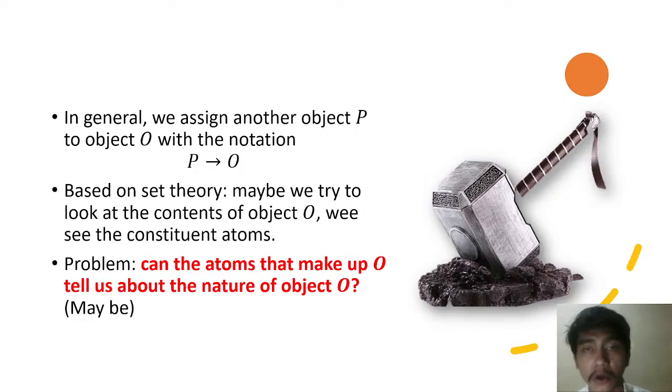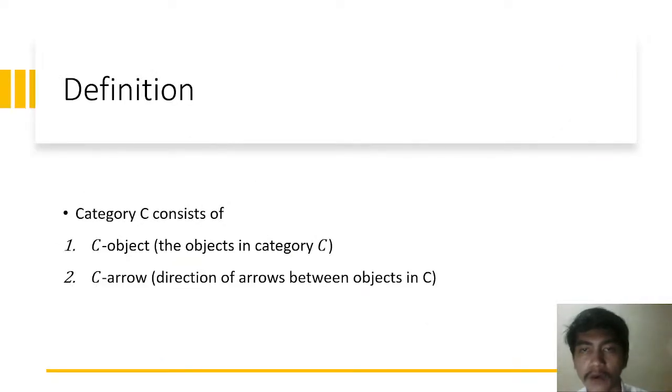Based on set theory, maybe we try to look at the contents of object O. We see the constituent atoms. The problem is, can the atoms that make up O tell us about the nature of object O? Maybe, but we don't want to. Then, I will explain what is the definition of category theory.